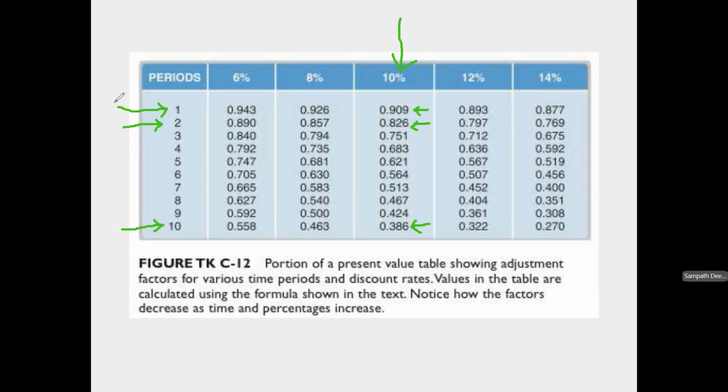Now, for example, here it says, given a 6% interest rate, you have to have 0.943 today to get $1 one year after, and you have to have 0.558 today to get $1 after 10 years time. Right? So now that we know this information, given any amount you have, we can easily calculate the value of today, the present value. So let's see how we could do this.